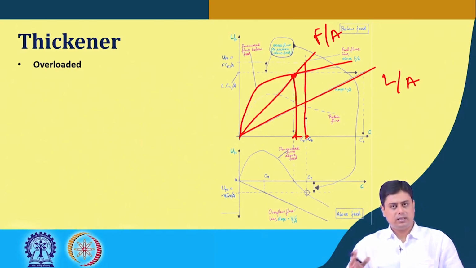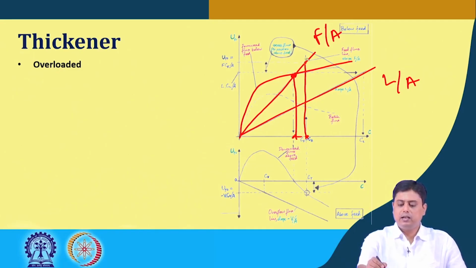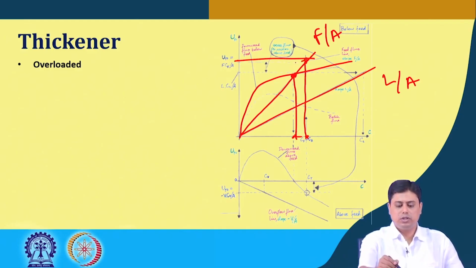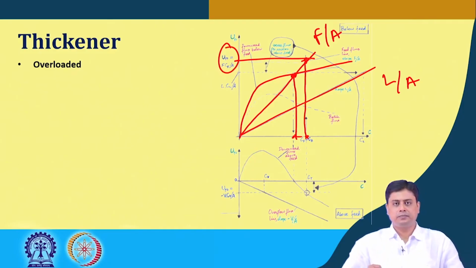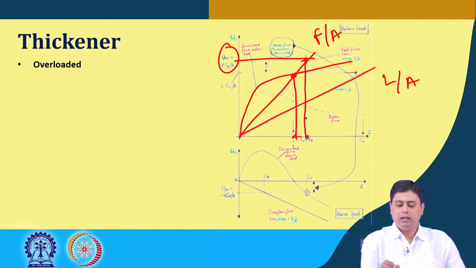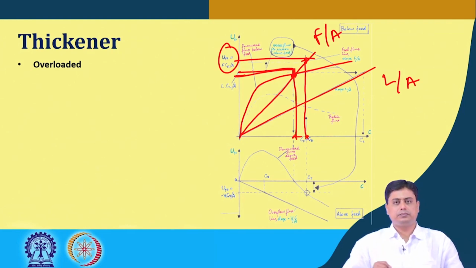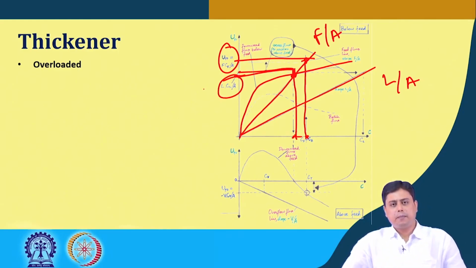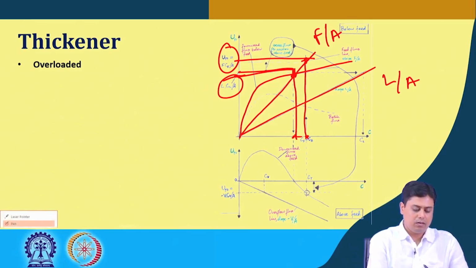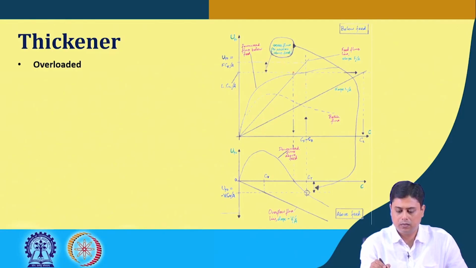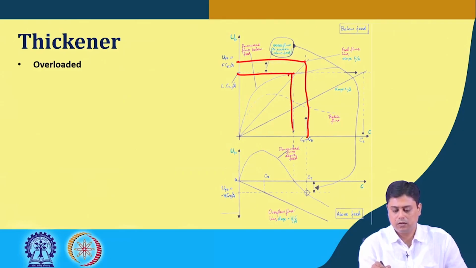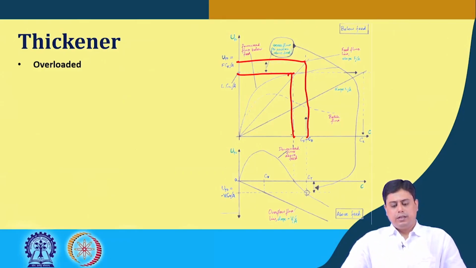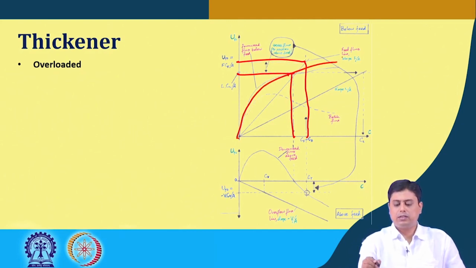Now, what happens once this is overloaded? We can see that for that condition the bulk flow rate is this one, which corresponds to this line, but critically it can handle only this value, which is LCL by L, the maximum it can handle. Clear?